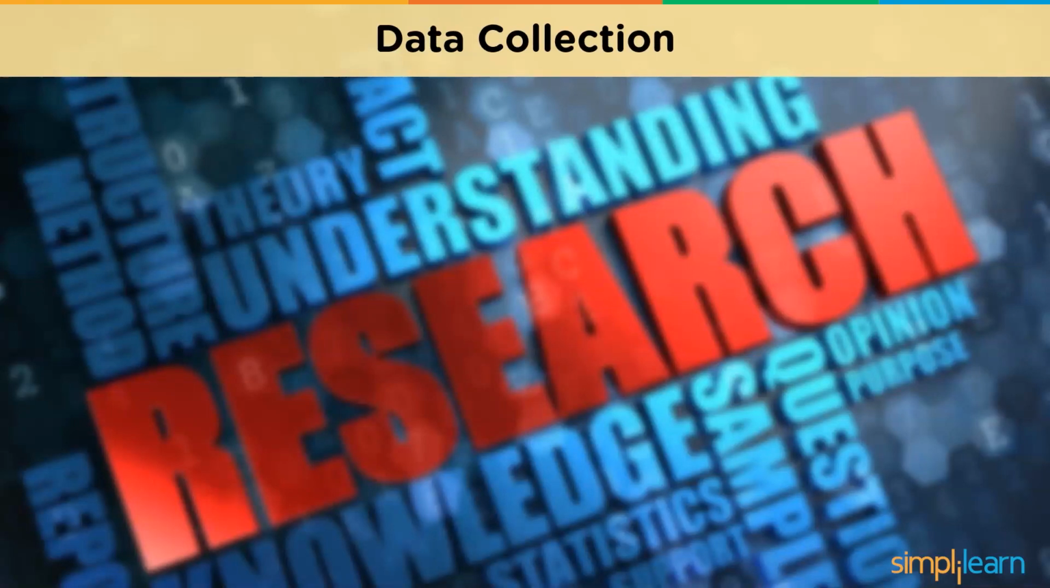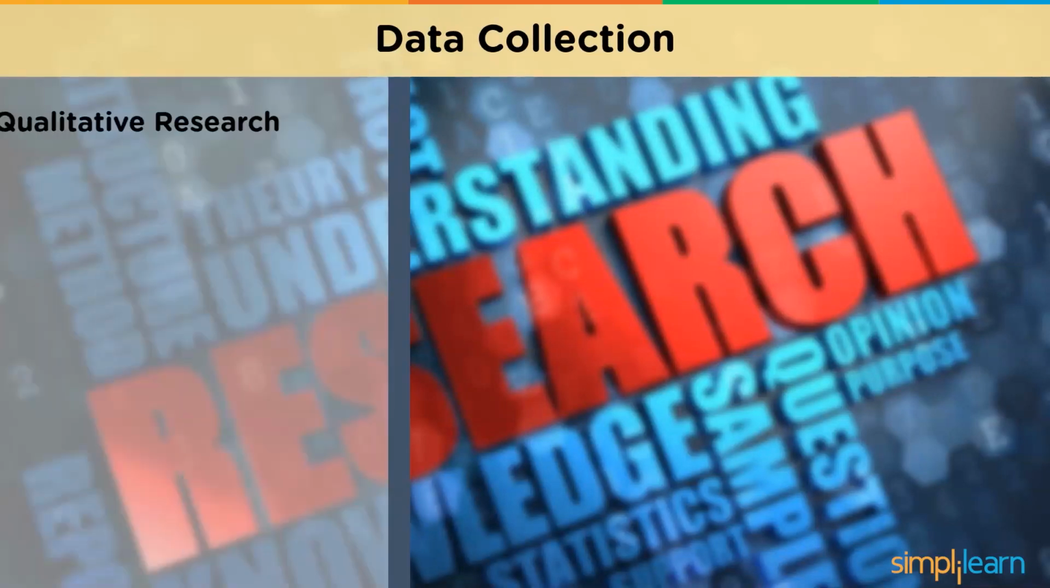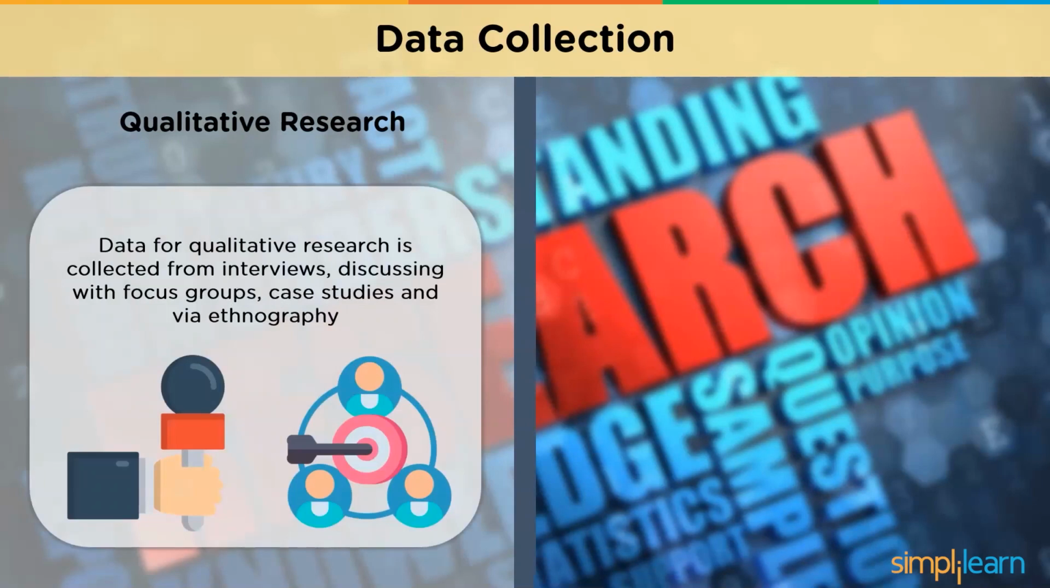Next, talking about the data collection process. Data for qualitative research is collected by interviewing people, discussing with focus groups, building case studies, or ethnography. The main idea is to understand and interpret social interactions. Qualitative research discussions are determined by the respondents' opinions and feelings. Largely, qualitative research is done face-to-face, most commonly in focus groups of 6 to 8 respondents.